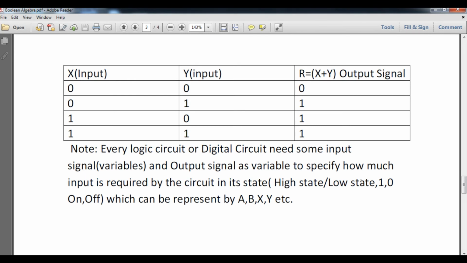Either it may be a high state or a low state, that means to say 0 or 1, or on or off, which can be represented by x, y, a, b, etc. Once again, student, every logic circuit or digital circuit needs an input signal and an output signal. So we need variables to specify how many inputs are required by the circuit and their states. A variable can be represented by a single character, either a, b, x or y.